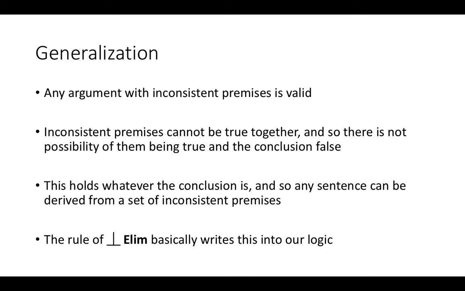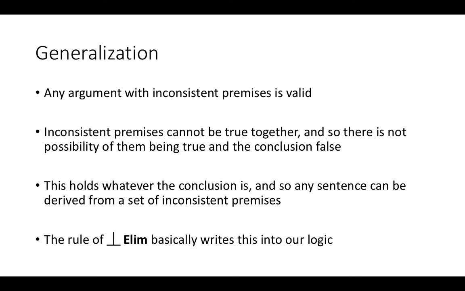So that's the justification for the rule of contradiction elim. This rule writes into our logical system the basic fact that any argument with inconsistent premises is valid. After all, nothing is more inconsistent than a contradiction.